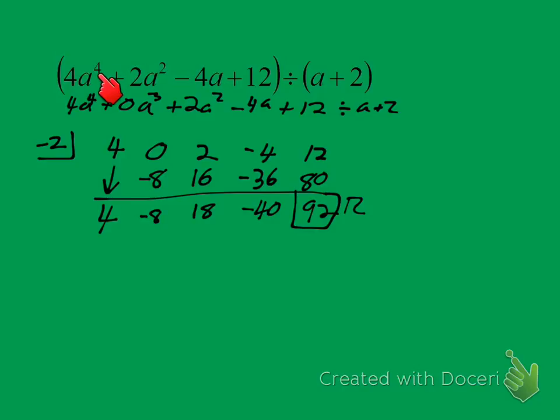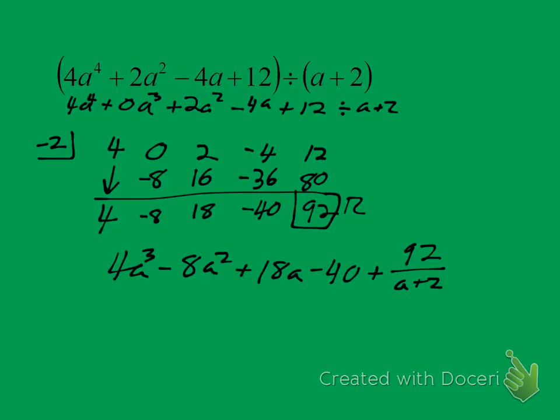Now, we started with a to the what? Fourth. So this is going to be 4a to the third. Just because the a to the third doesn't happen up here doesn't mean it's not happening in your answer. Okay. So we have 4a to the third minus 8a squared plus 18a minus 40. Since 92 is positive, your sign before your remainder is plus. Your remainder itself over what you divided by, a plus 2.